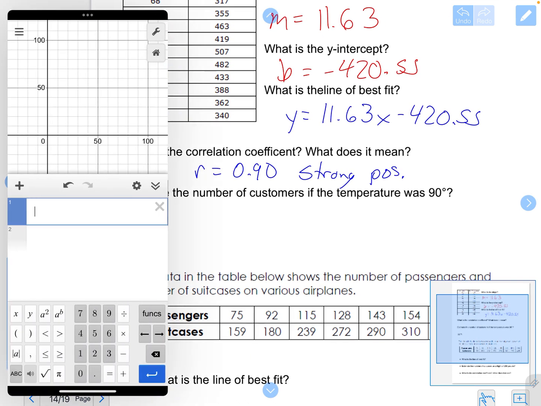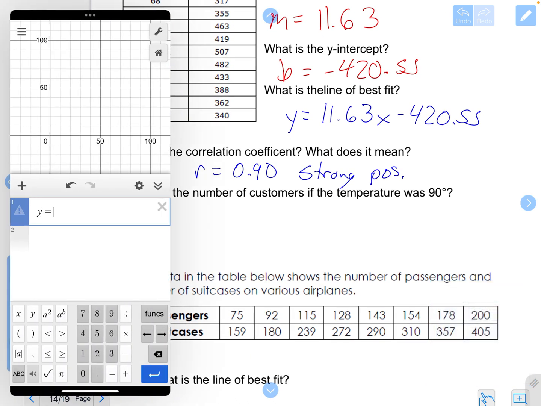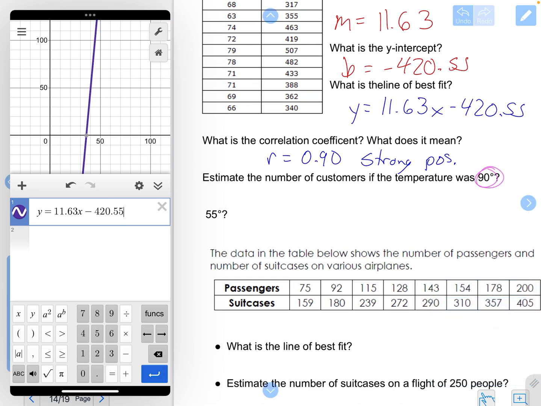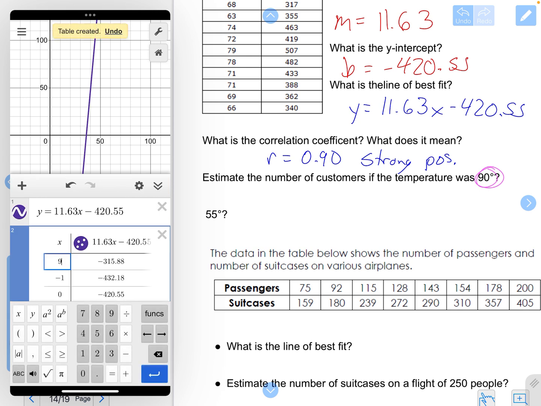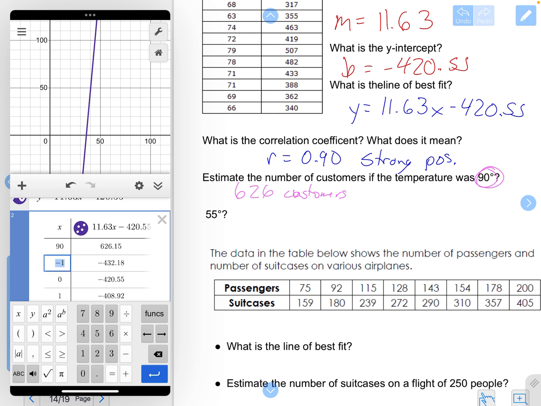So now we need to pull out Desmos, type in our line of best fit, y equals 11.63x minus 420.55. And we need to predict the number of customers if the temperature is 90 degrees. So we hit settings, we hit our table, and we type in 90. So if it was 90 degrees, there would probably be about 626 customers. If it's people, we always round to the nearest person. We don't put decimals when we talk about people. If it was 55 degrees, we're going to type in 55. It would be about 219 customers.